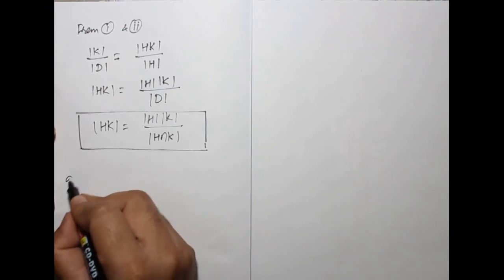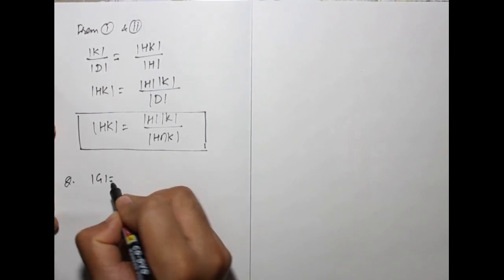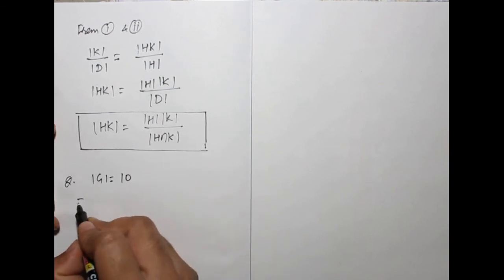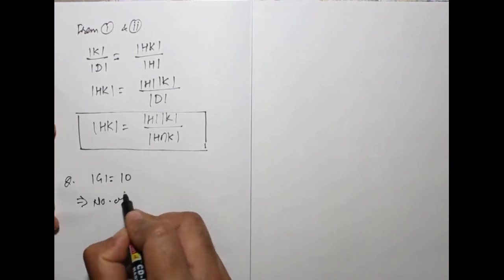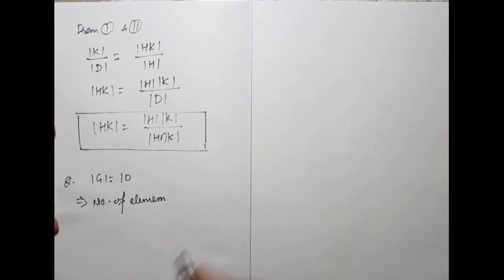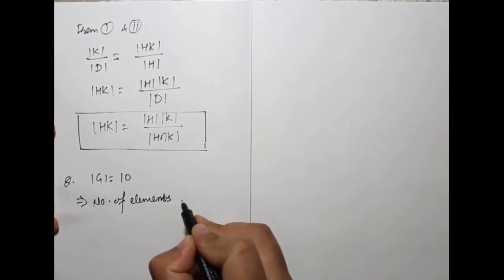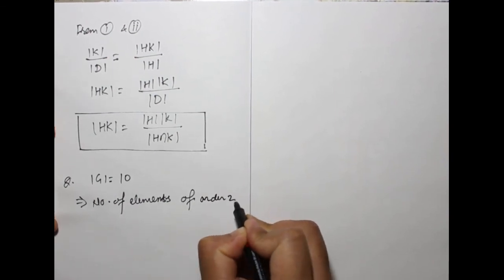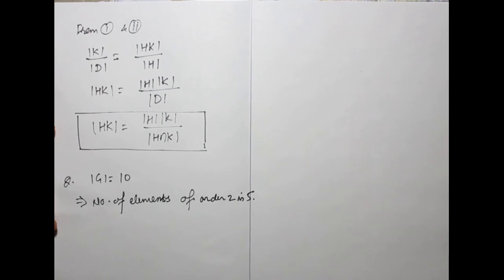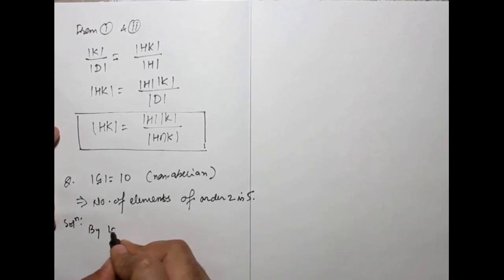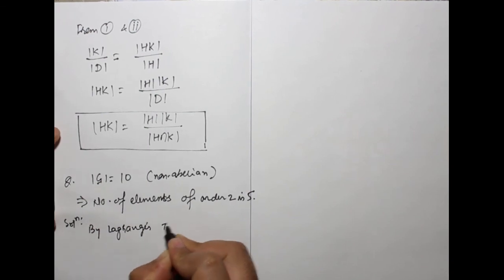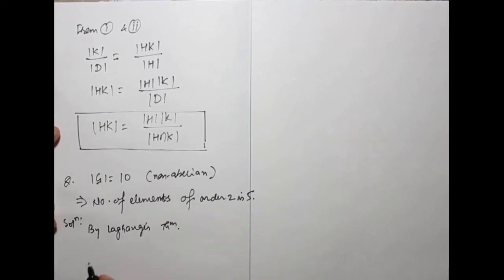Now we have a question. G is a non-abelian group of order 10, then we have to show the number of elements of order 2 is 5. By Lagrange's theorem, the possible orders of elements in G are 1, 2, 5 and 10. They all are divisors of 10.